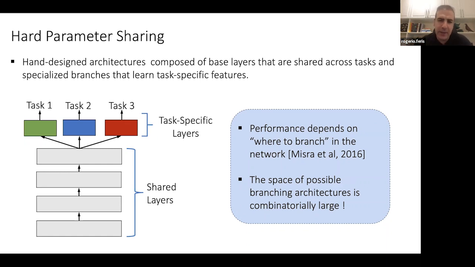In fact, there is a paper by Ishan Mishra where he enumerated very different branching configurations for these multitask models. And it turns out that the ones that lead to highest accuracy are actually unusual branching architectures that are very difficult to arrive at by just doing manual exploration. So the space of possible branching architectures is combinatorially large. And because of that, manual search is just infeasible.